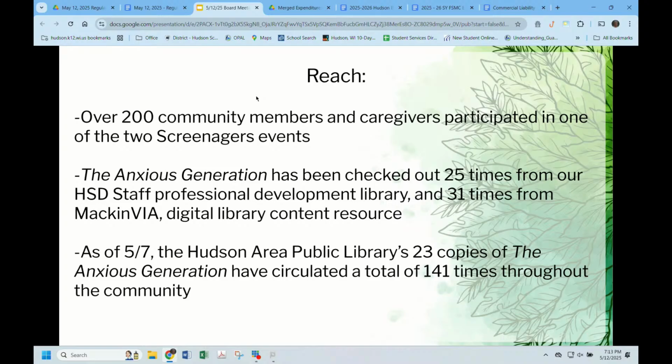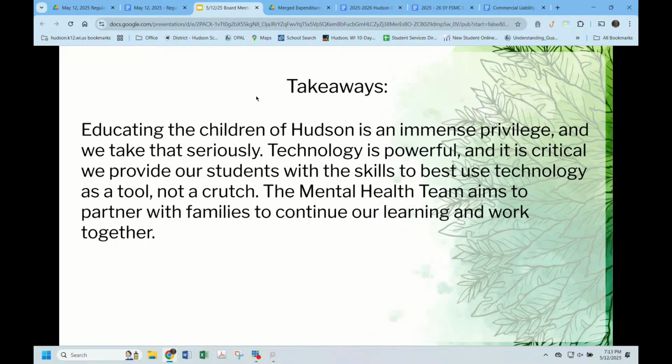So I think the information is getting out there, and a lot of people are curious to learn more about this nexus between mental health and tech, and what we can do, what role we all play in supporting our kids and getting the best practices out there. And from our perspective as a mental health team, we take this responsibility of educating the kids of Hudson very seriously. And we know that technology, we can't just wholesale say, no tech in schools. That's not realistic. That's not what we're talking about.